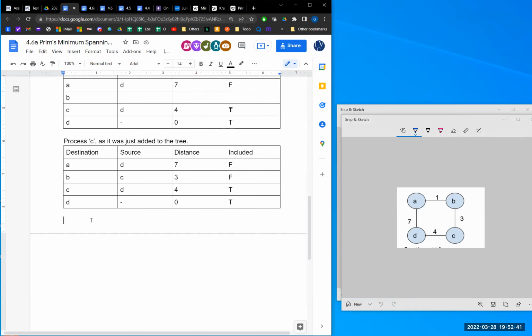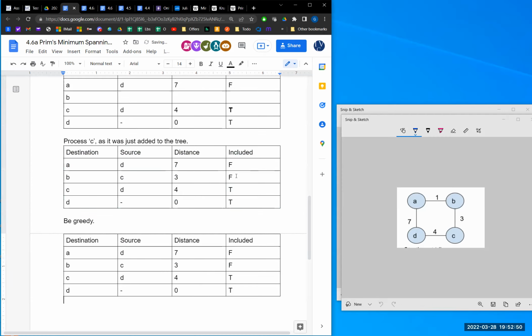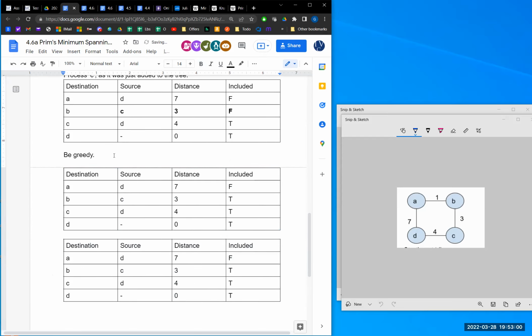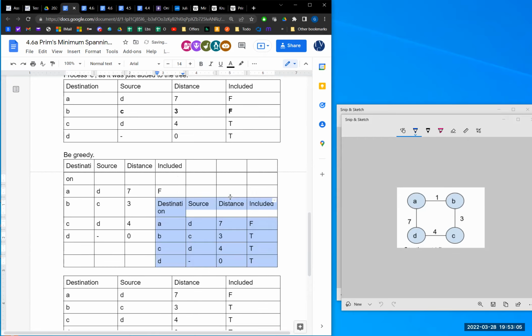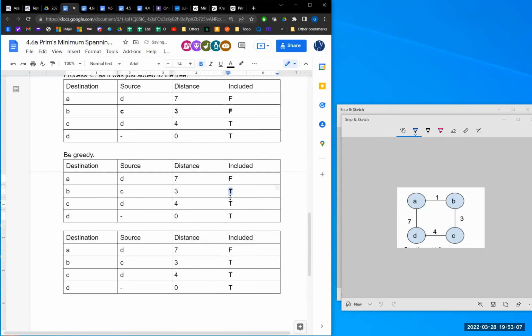All right. Be greedy. Go ahead and be greedy. And we'll mark the smallest one as true. So B is now in the tree.